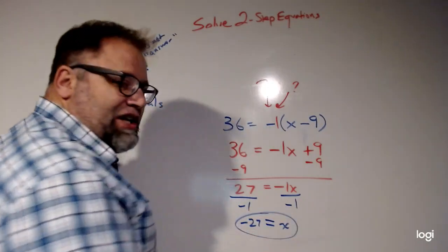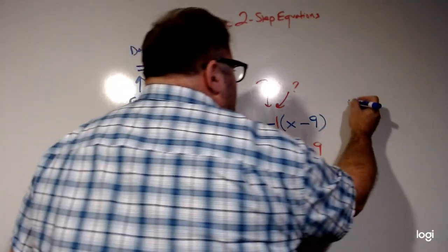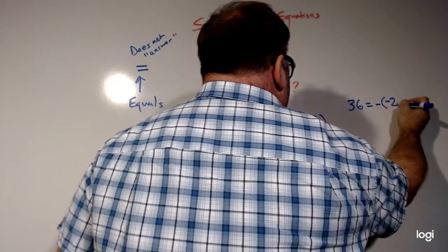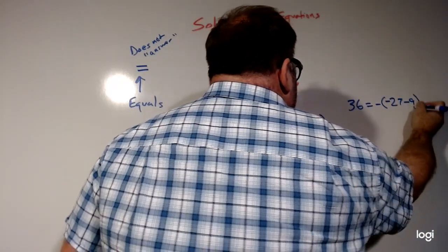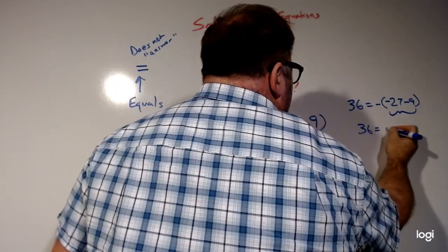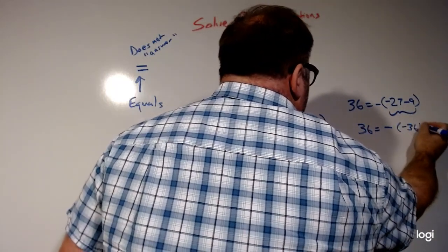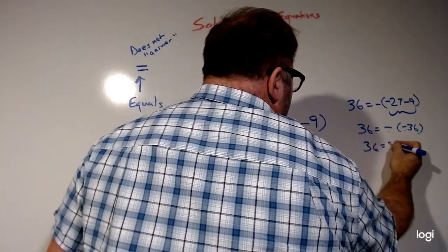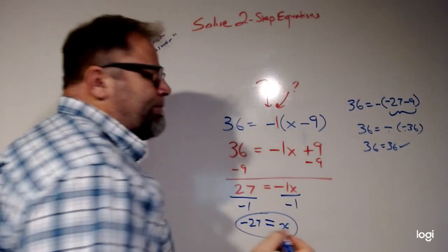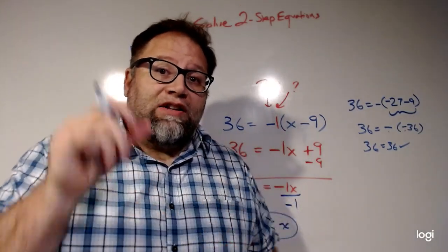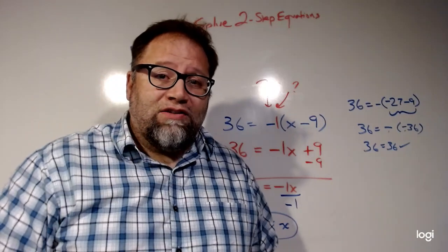We go back to the checking machine. 36 equals the negative version of -27 minus 9. We'll do inside there first. 36 equals the negative of -36. The opposite of -36 is 36. And that checks. You're off to do your exit slip. And then start your practice. Start solidifying your understanding of this. Good luck.